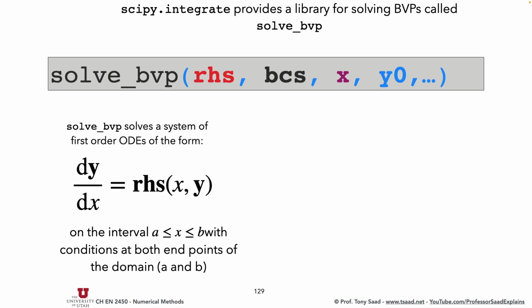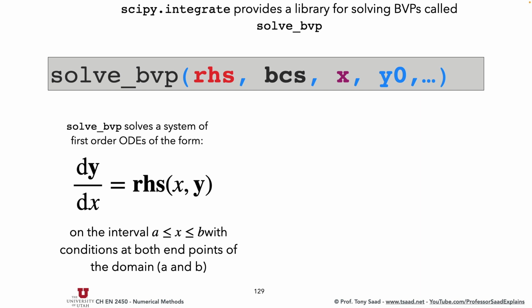Okay, so solve_bvp solves a system of first order ODEs. Okay, they are going to be boundary value problems. So solve_bvp assumes that you're solving the system of first order ODEs on the interval a to b. Okay? So what that means, you're providing a boundary condition at a and a boundary condition at b. Okay? So once you specify that, that tells you you have a boundary value problem.